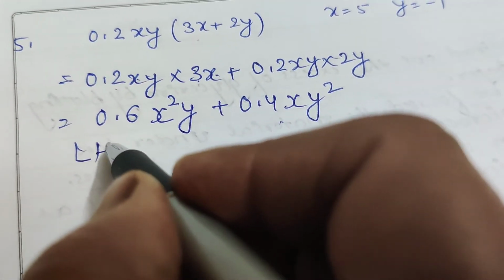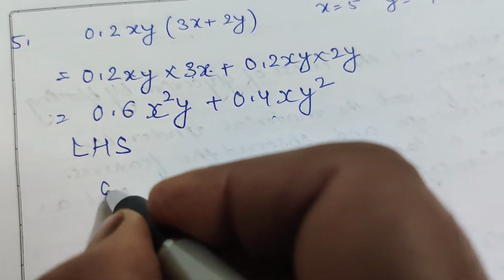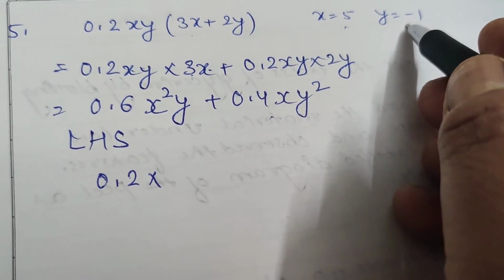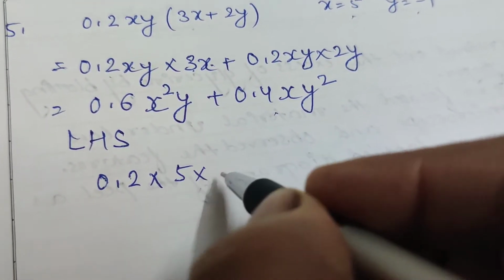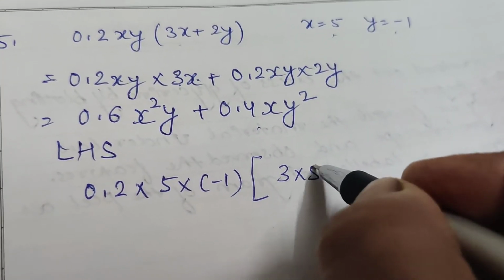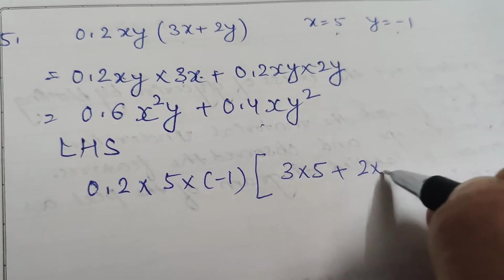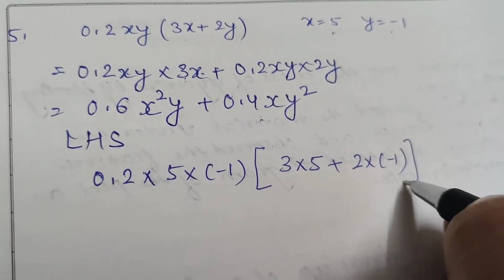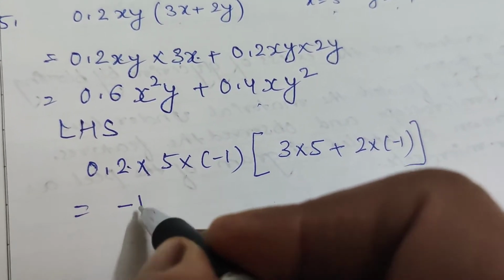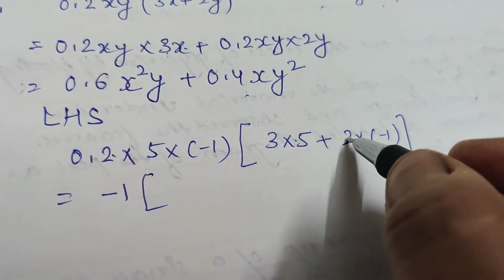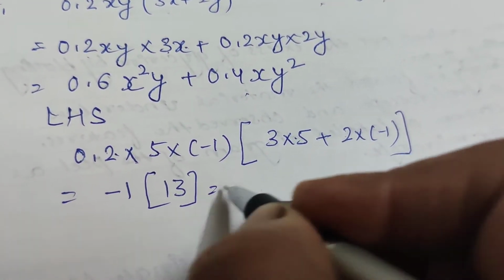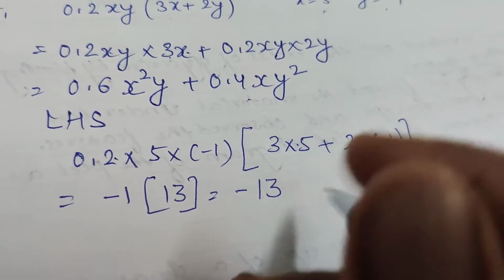Now first you have to put the values in LHS. 0.2xy, x equal to 5, y equal to minus 1. 0.2 into 5 into minus 1. In bracket 3 into x, that is 3 into 5, 2 into y, 2 into minus 1. 2 fives are 10, 1 means only 1, minus 1. 5 threes are 15, minus 2 is 13. And minus 1 into 13 is minus 13.